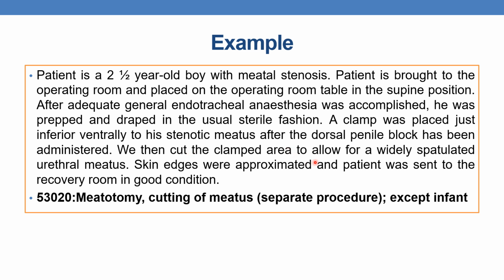Then we cut on the clamped area to allow for a widely spatulated urethral meatus. Skin edges were approximated and the patient was sent to the recovery room in good condition. So here the patient is 2.5 years old, that is, he is not an infant. So the CPT is 53020, meatotomy, cutting of meatus, except infant.